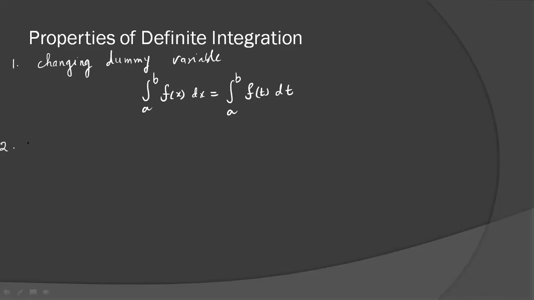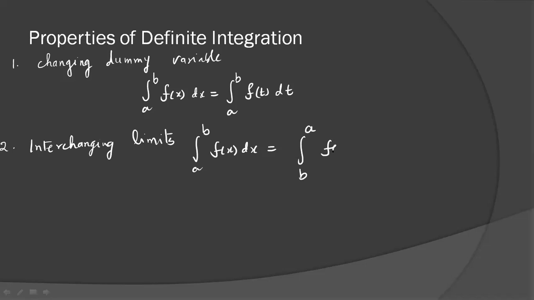Second is interchanging limits. If we have integral a to b f(x) dx, and if we change the limits to b to a f(x) dx, then the sign will be opposite. It will be minus integral b to a f(x) dx.